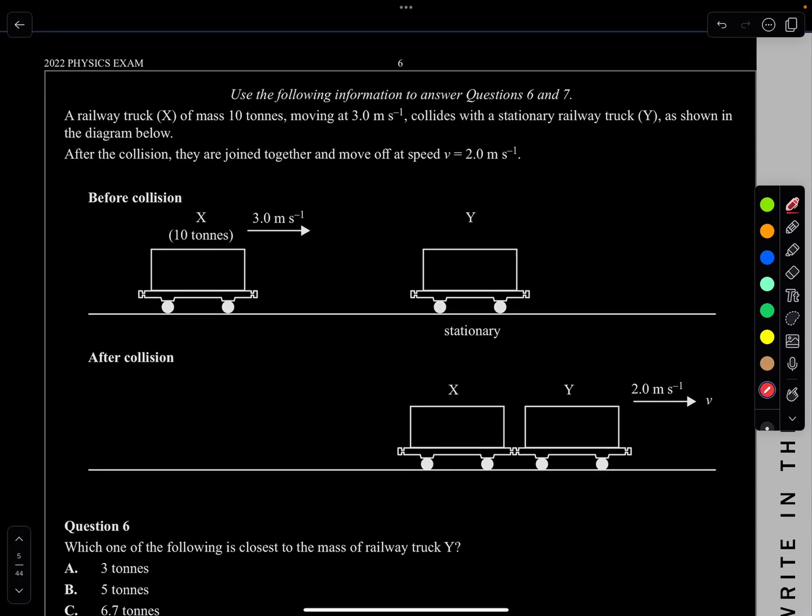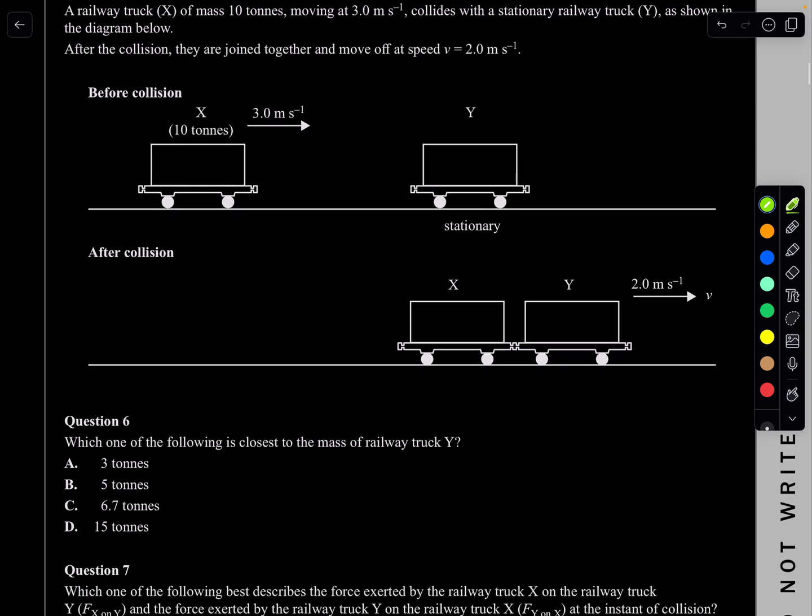Let's have a look at this. All right. A railway track X of mass 10 tons moves at 3 meters per second, collides with a stationary railway track Y as shown in the diagram. After the collision, they are joined together and move off at a speed of 2 meters per second. All right. Which of the following is closest to the mass of the railway track Y?